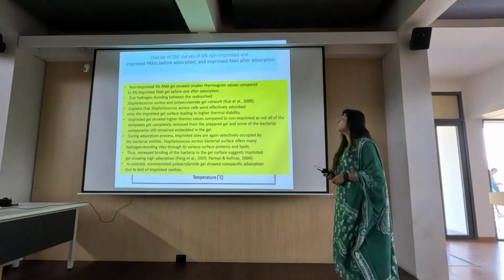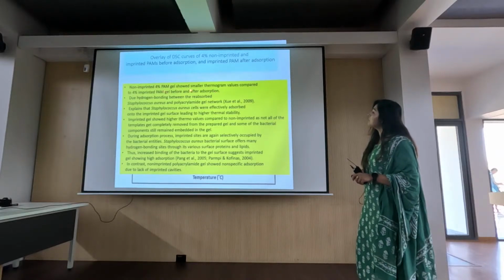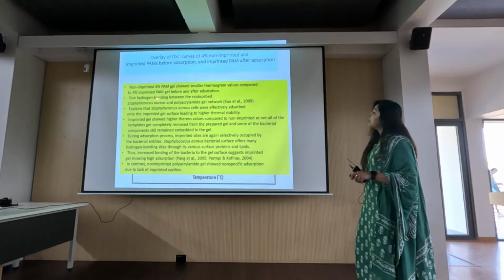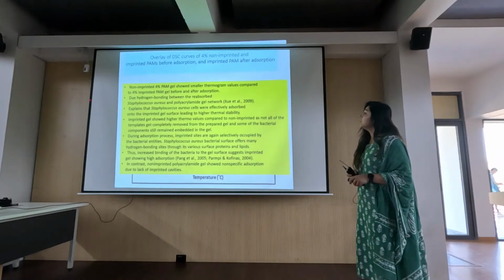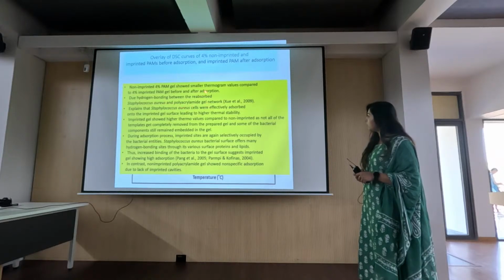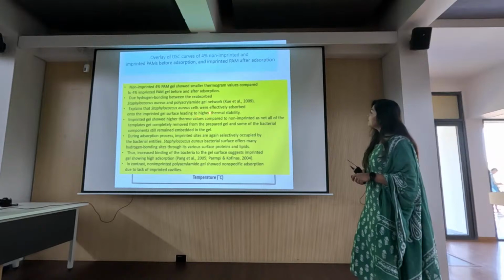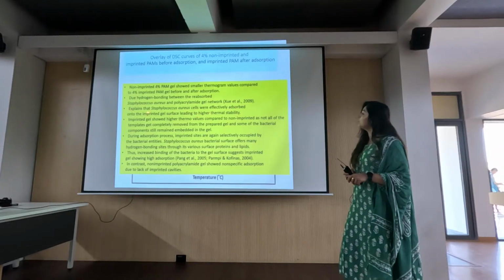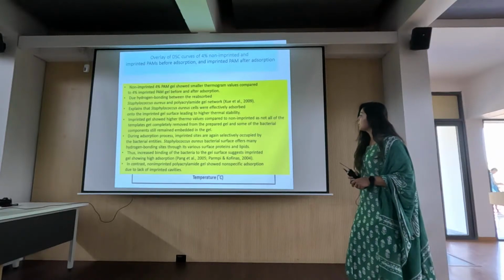So this is the conclusion over there. This is the main major focus. Non-imprinted 4% PAM gel showed a smaller thermogram value compared to 4% imprinted PAM gel before and after adsorption. This is due to hydrogen bonding between the reabsorbed Staphylococcus aureus and the polyacrylamide gel network, which explains that Staphylococcus aureus cells were effectively adsorbed onto the imprinted gel surface, leading to higher thermal stability.